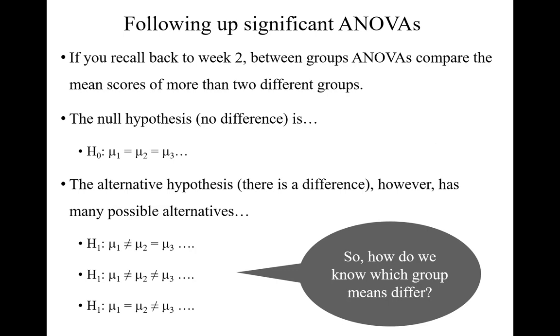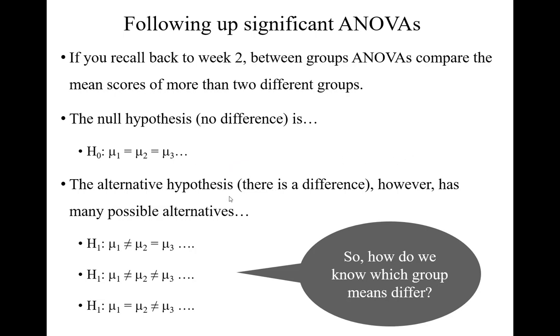So if you recall back to week 2, a couple of weeks ago, we found out that between groups ANOVAs compare the mean scores of more than 2 different groups. So you're looking at individual groups, not the same groups being compared over time or anything like that. It's 3 different groups usually or more. So the null hypothesis is that the mean score of each of the groups is the same. So there's no major difference between the mean scores of the groups, 3 or more, however many you might have.